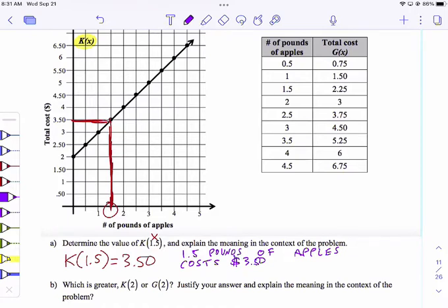You can't just say it costs $3.50 at Cooper's Farm. You can't just say it's 1.5 pounds of apples. You got to say cost. You got to say both those things. And then you write at Cooper's Farm.